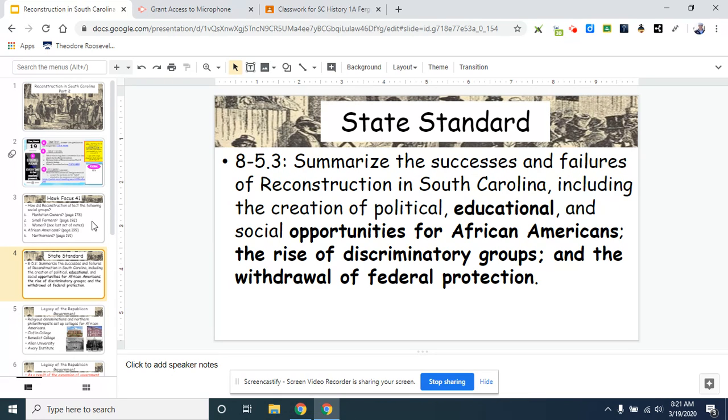State standard. We're in the bottom half of this thing. So 5.3, we're supposed to be summarizing the successes and failures of Reconstruction in South Carolina, including the creation of political, educational, and social opportunities for African Americans, the rise of discriminatory groups, and the withdrawal of federal protection. So that sums up literally everything we're going to talk about there in bold.